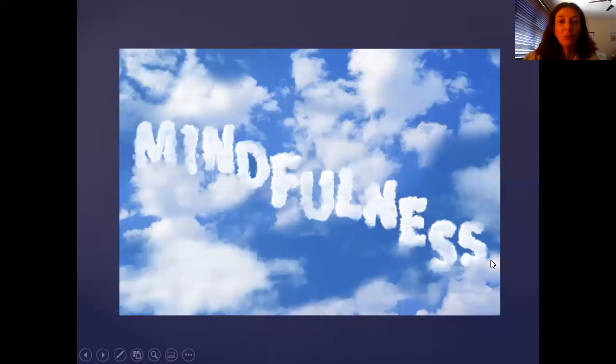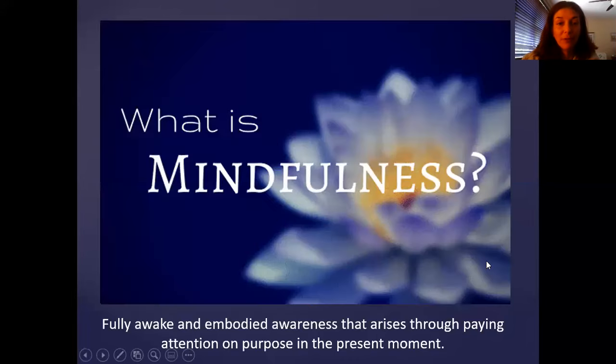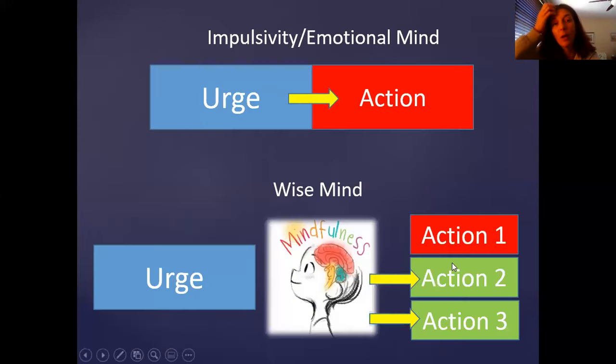All right, so as usual, we'll do a quick review of what mindfulness is. So mindfulness is fully awake and embodied awareness that arises through paying attention on purpose in the present moment. It has to do with focused attention, open awareness, and kind intention. Okay, so we're going to go over how mindfulness helps in this process of impulsive behaviors.